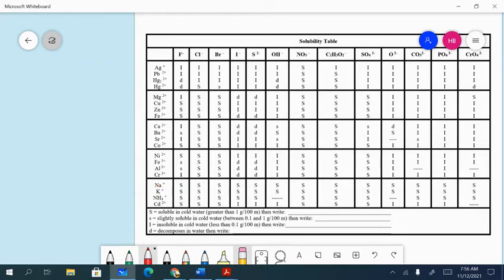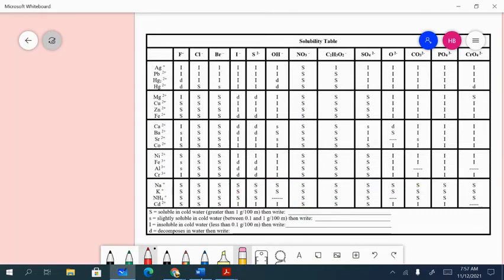That leads us to a couple patterns. Notice that all sodium and all potassium and all nitrates are soluble. That means any compound that starts with sodium or potassium is soluble. Any compound that ends in nitrate is also soluble.